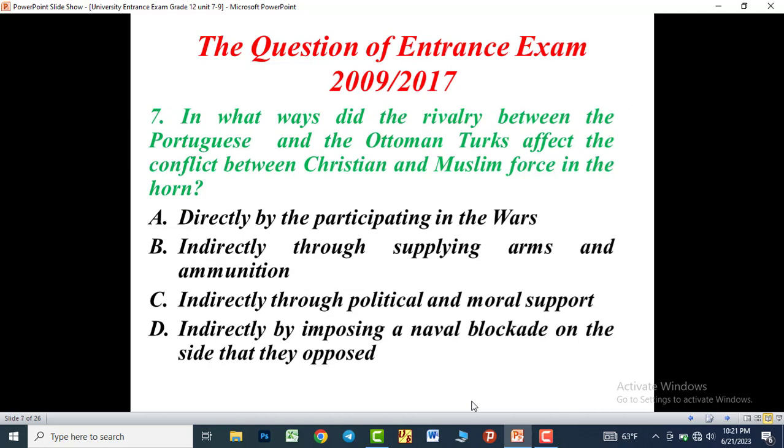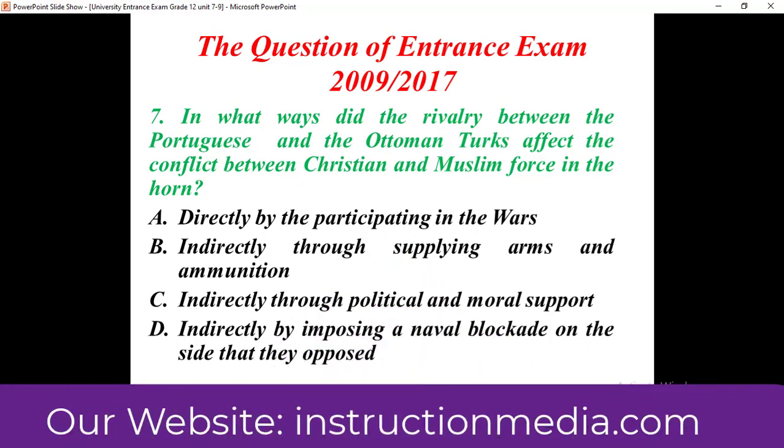Question number 7. In what ways did the rivalry between Portugal and the Ottoman Turkey affect the conflict between Christian and Muslim forces in the Horn? A. Directly by participating in the wars. B. Indirectly through supplying armies and ammunition. C. Indirectly through political and moral support. D. Indirectly by imposing a naval blockade on the side that they opposed.